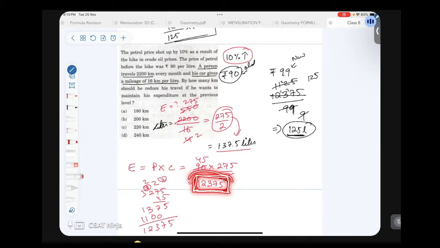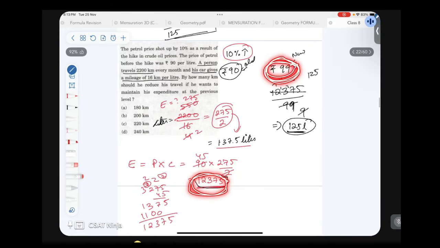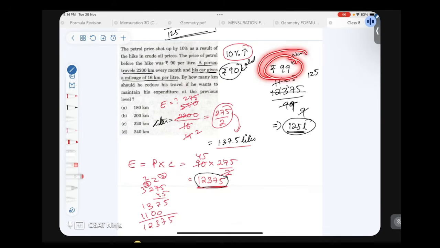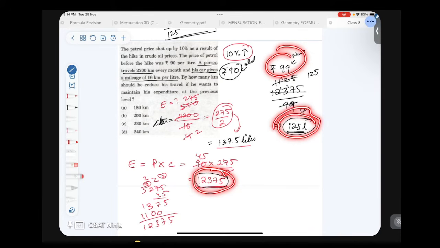And I need to keep this one constant. I will not reduce nor increase it, okay? So what I'm doing is I'm checking how many liters I can buy with this money at a new price, 99 rupees per liter. Now the new price is 99 rupees per liter. And with this 12,375, how many liters can I buy? This one divided by this one will give me 125 liters of petrol.